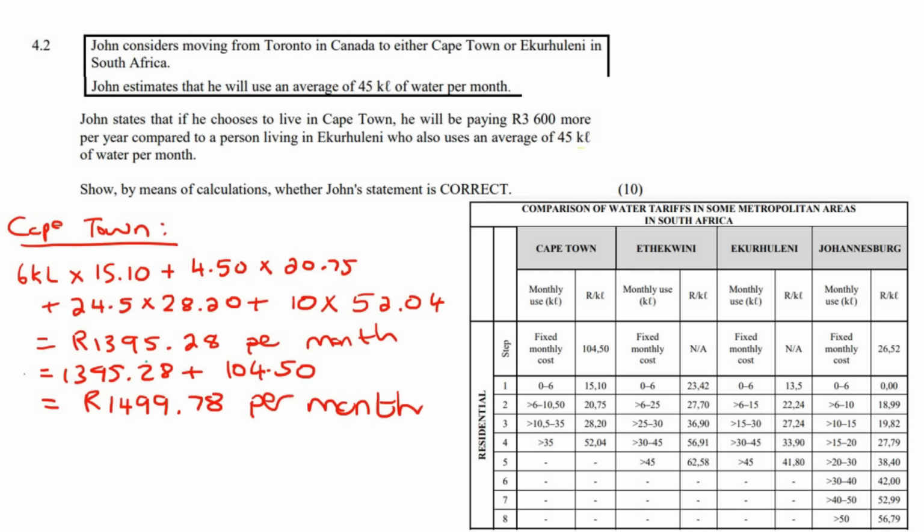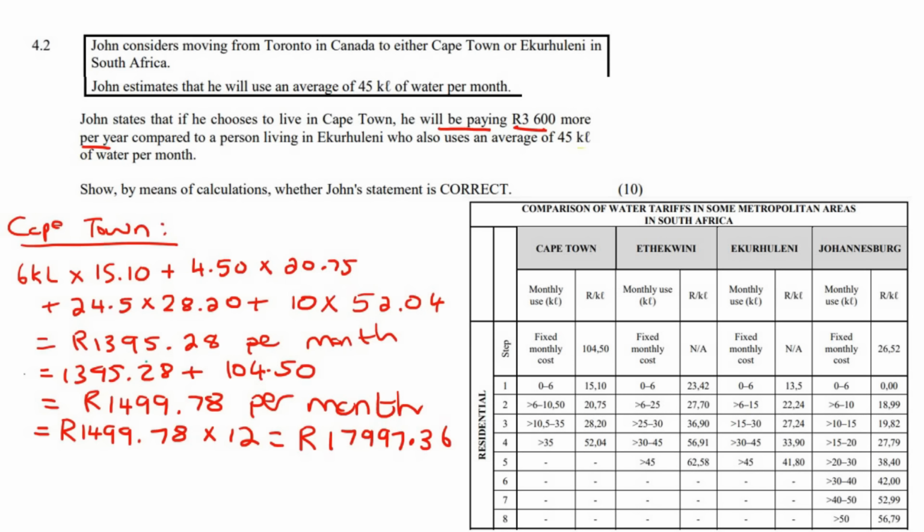But now, because John said earlier that he will pay 3,600 more per year, we need to work out what this would be per year. So we could say 1499.78 multiplied by 12. And that's nearly 18,000 rand. It's 17,997.36. Okay, so that's Cape Town. That's how much Cape Town will cost per year.